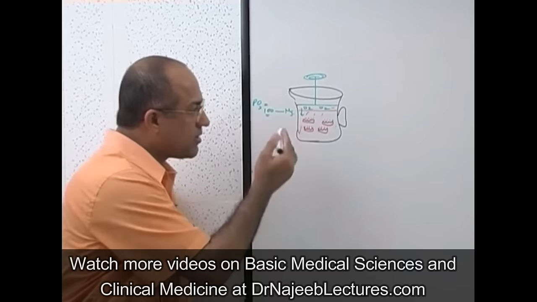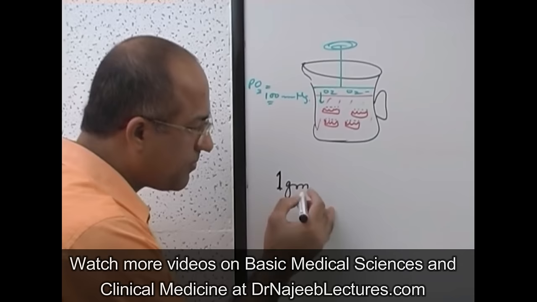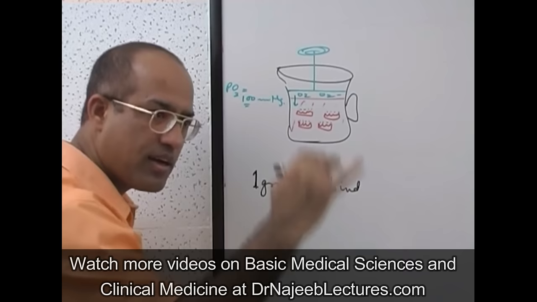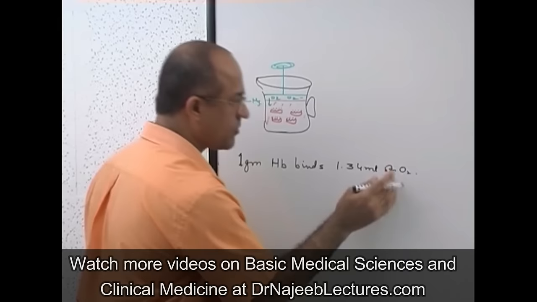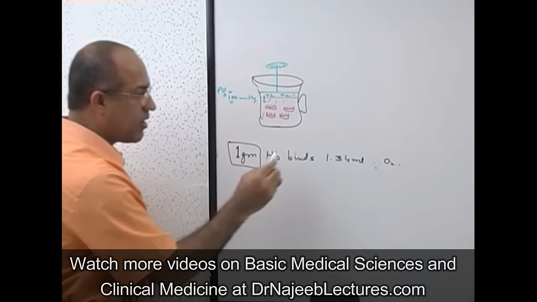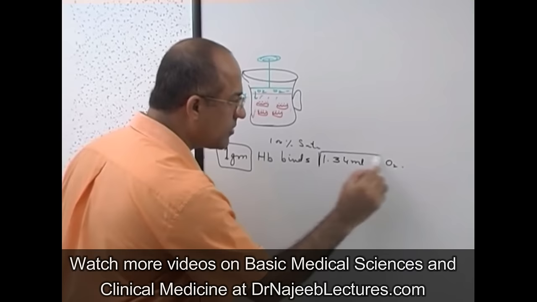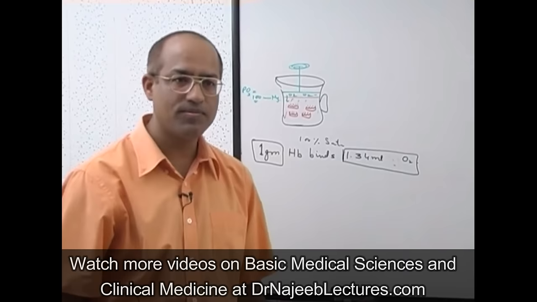that 1 gram of hemoglobin, if it fully binds, at 100% saturation, binds 1.34 ml of oxygen. Now, 1 gram of hemoglobin, when it is 100% saturated, can hold how much oxygen? 1.34 ml. Is that right? If this can stick to your mind, now we can think of another thing.